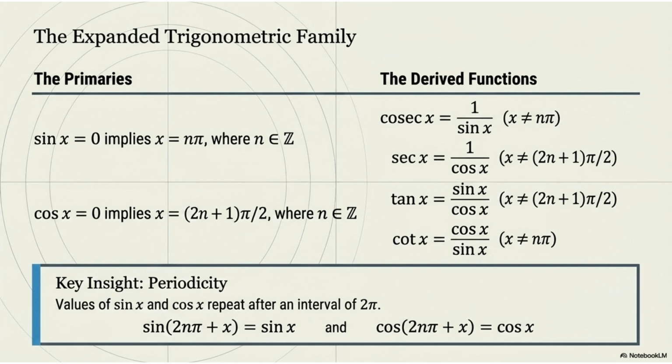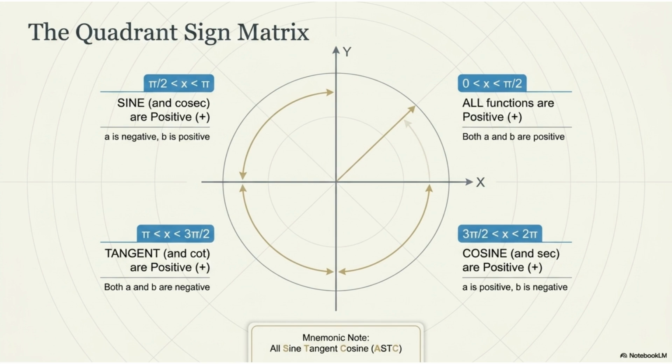A key takeaway here is periodicity. Sine and cosine values repeat every 2 pi radians. The sign of these functions depends on the quadrant. You can remember which functions are positive using the mnemonic all sine tangent cosine, or ASTC.